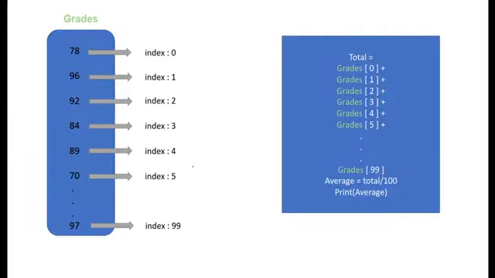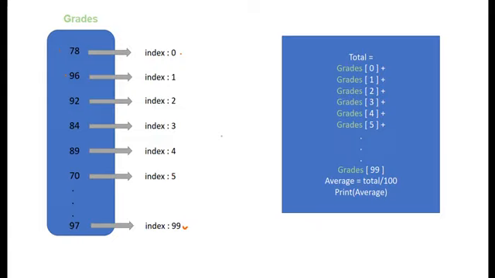Now, to better understand loops and why we need loops in our different programs, let's take this example. Let's assume that we had a Python list. We've talked about lists, and this list is named grades, and it contains 100 grades: 78, 96, 92, all the way to 97. Now, as you know, the index of the first element starts at 0 all the way to 99. That is 100 grades or 100 items.